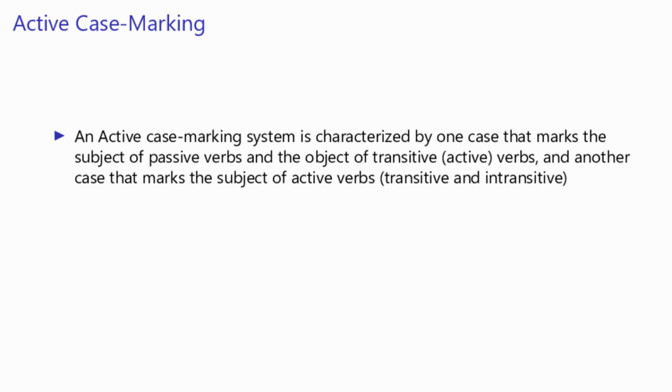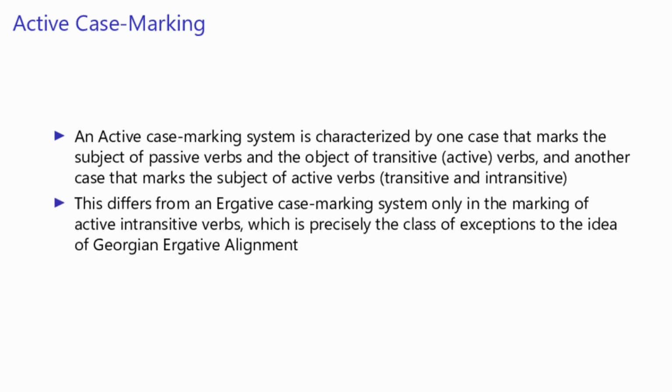In contrast, an active case marking system distinguishes active intransitive verbs, passive intransitive verbs, and transitive verbs, which are always active. One case, which we might as well call the absolutive, governs the subject of passive verbs and the object of transitive verbs, and another case, let's say ergative, governs the subject of active verbs, intransitive and transitive. Note that the only difference between an active and ergative system is the case marking on the subject of active intransitive verbs. In the former, it is ergative, and in the latter, it is nominative.